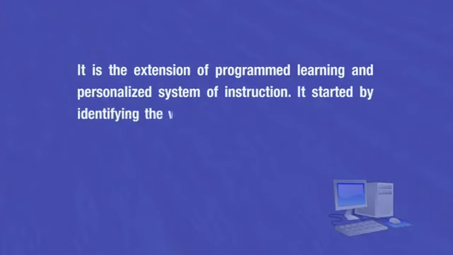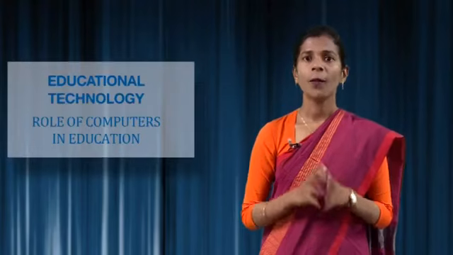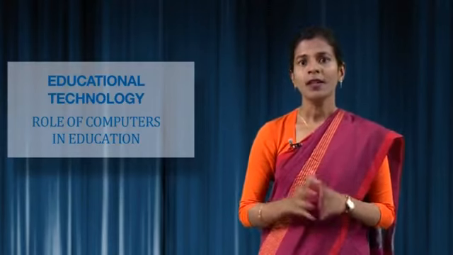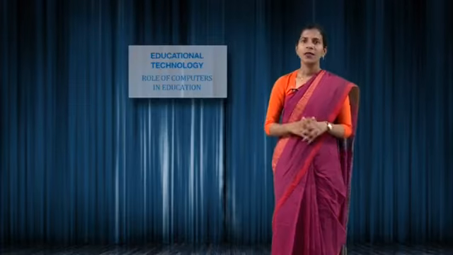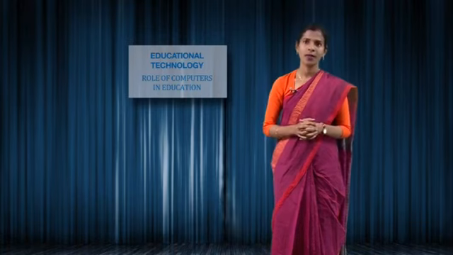It starts by identifying the ways a student learns best. That's why its core is in providing individualization of instruction. Computers with linear or branching programs act like teaching machines, catering to the diverse needs of a large number of students at the same time. The unique feature of CAI lies in its capacity to initiate flexible interaction with the students, which is not possible through teaching machines. Computers interact with the students through the lessons programmed in the system. It is based on theories of learning in psychology.